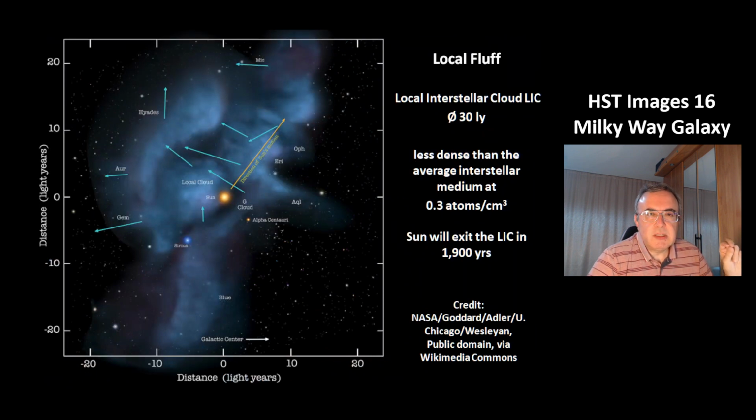This structure is called the Local Fluff. It's a local interstellar cloud with a size of 30 light years. The Sun and the solar system is in this cloud. And it is less dense than the average interstellar medium, at just 0.3 atoms per cubic centimeter. The Sun will exit the Local Fluff in about 1,900 years.